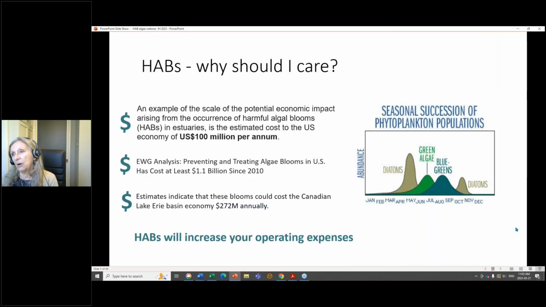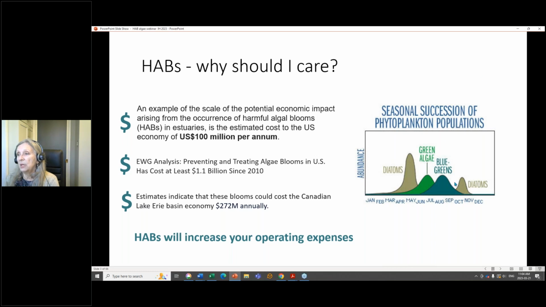So why should you care about harmful algal blooms? Well, they are an escalating problem worldwide, and they are lasting longer and they're larger. We used to think that this was possibly because of improved monitoring, and that's true to a point. But NASA is also seeing that there's been an escalation recently. Some of this is attributable to climate change, but a lot of it is attributable to the way we're changing our landscapes. These figures are a little bit scary in terms of their scope and size, but the bottom line for you is that HABs will increase your operating expenses.